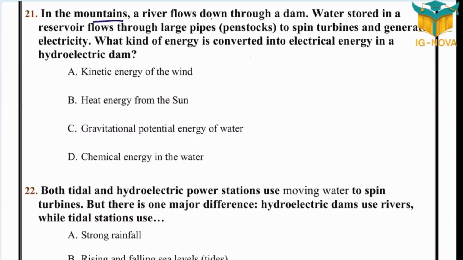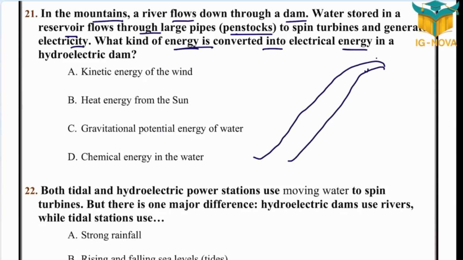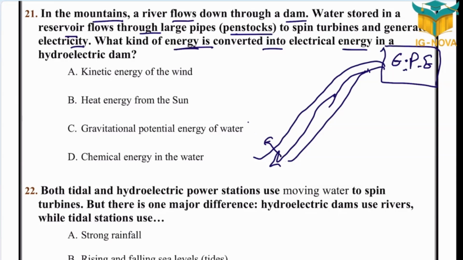In the mountains, a river flows down through a dam. Water stored in the reservoir flows through large pipes, then spins turbines and generates electricity. What kind of energy is converted into electrical energy? The flowing of water through a reservoir here. This is GPE, gravitational potential energy of the water, which moves down to kinetic energy of water, making the turbine spin.